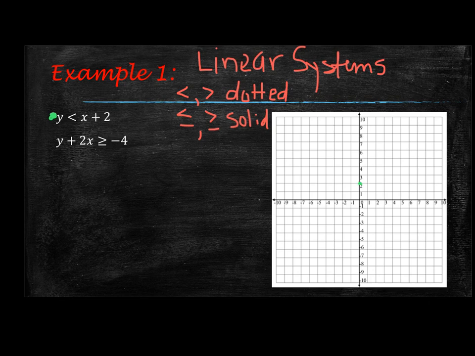And then our slope is just 1 over 1, so we're going to go up 1 over 1, put another point, up 1 over 1, and we can continue that all the way through the graph. And then at that point we want to decide, is it solid or dotted? Well, it is a less than symbol, so that is a dotted line. So I'm just going to fill this in and make it a dotted line, and put arrows on both ends.